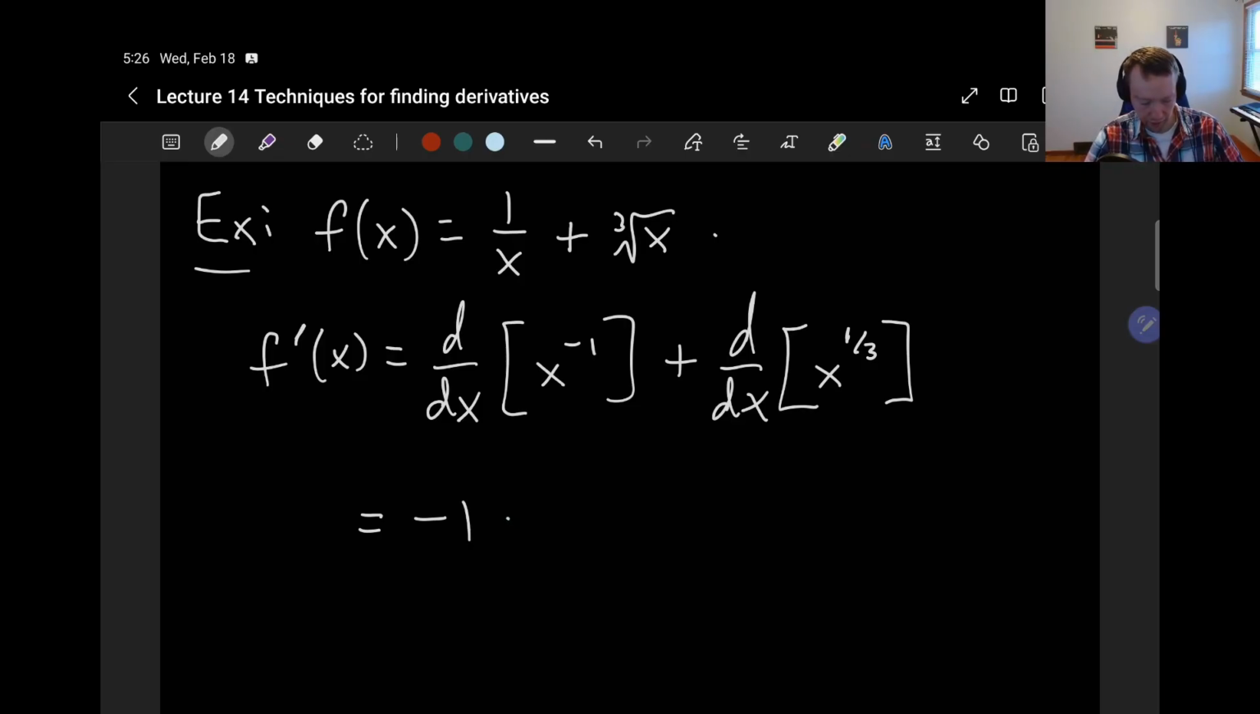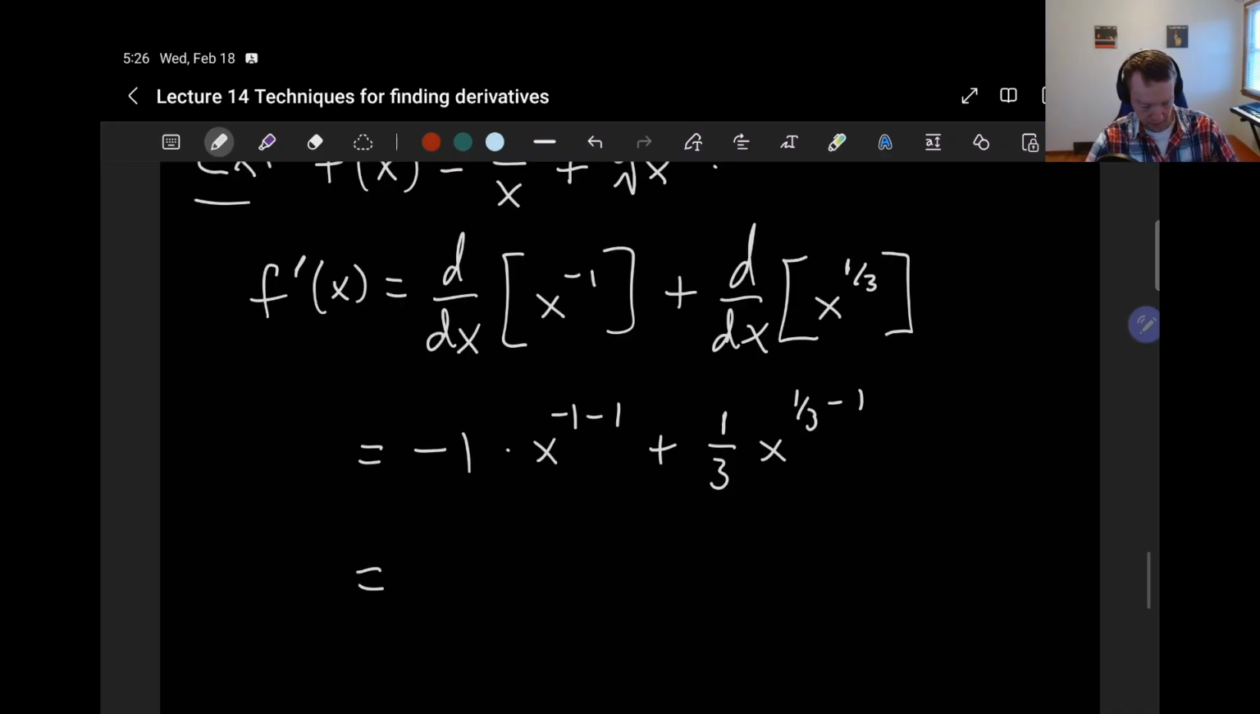So the negative 1 comes down, x to the negative 1 minus 1, plus 1/3 comes down, times x to the 1/3 minus 1. Now this simplifies to negative x to the minus 2 plus 1/3 x to the negative 2/3.